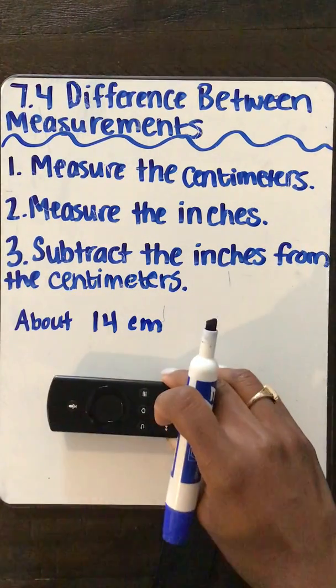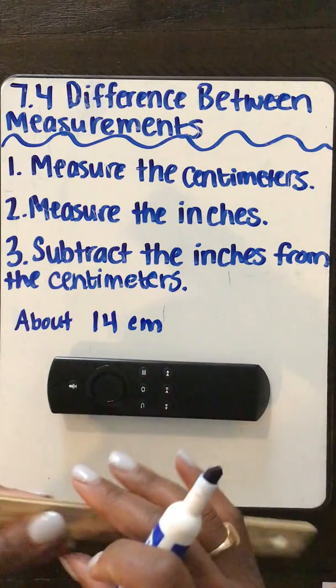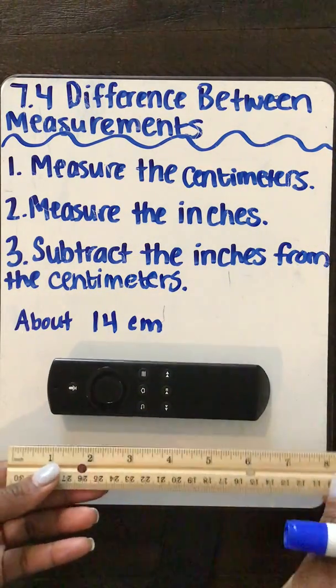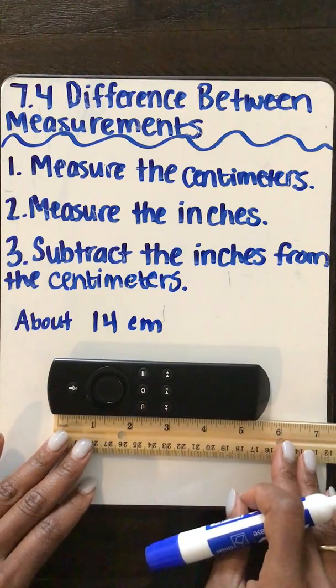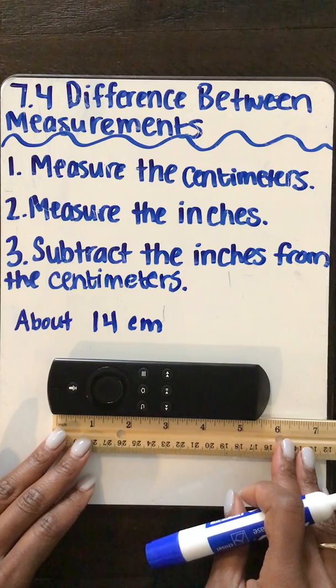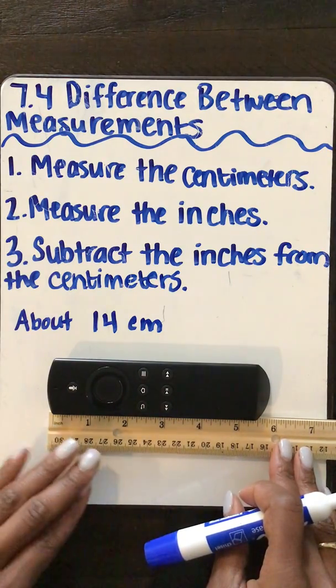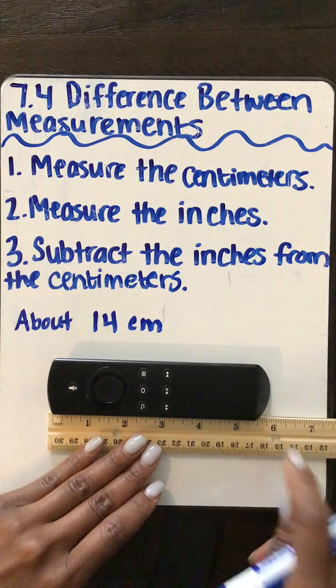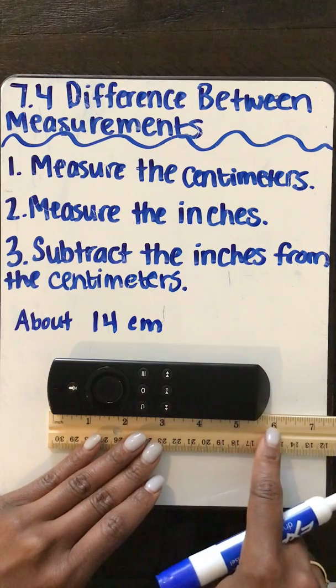Now I'm going to take my remote again, and I am going to measure it in inches this time. That's my step 2, measure it in inches. I'm going to line it up just like that. And let's see. It's closer to the 6 than it is to the 5.